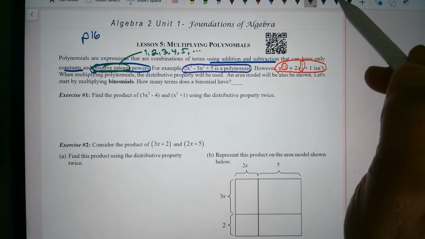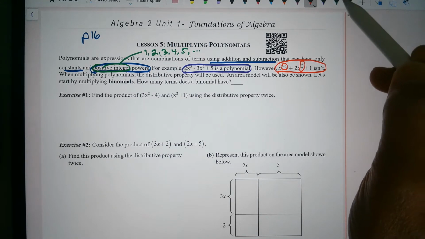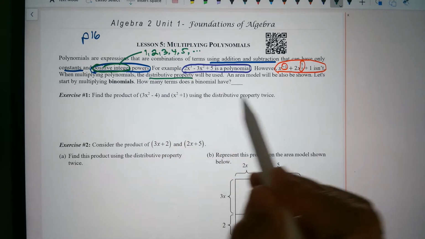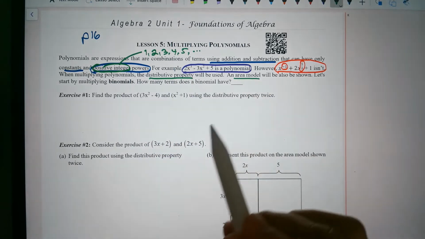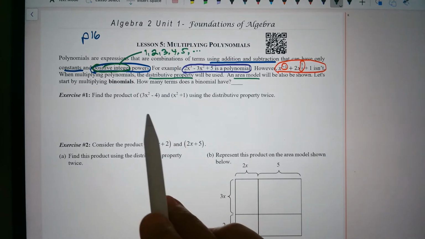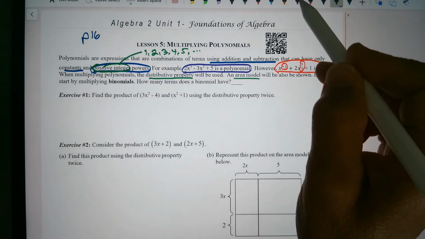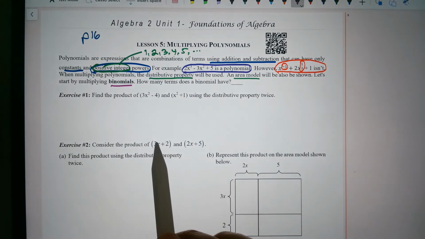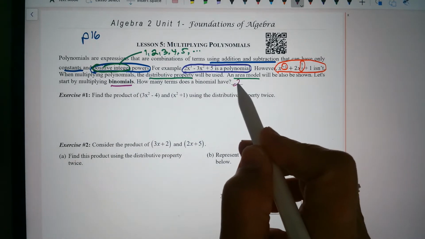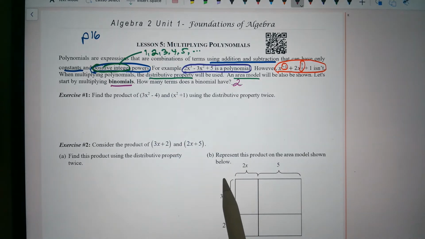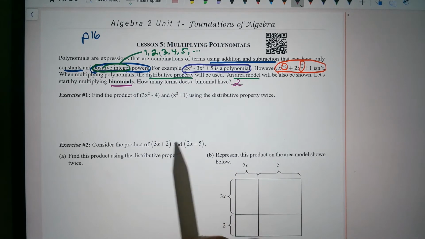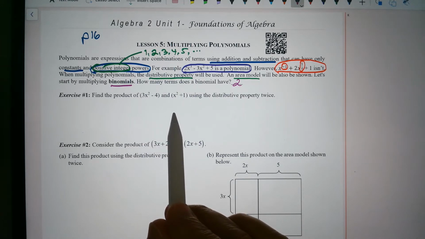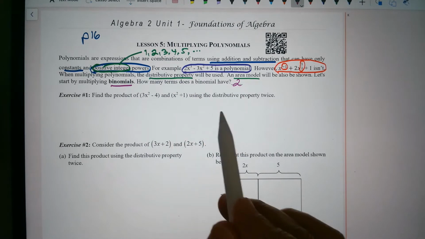We'll be looking at two methods of multiplying polynomials today: the distributive property, and also what we call an area model. We'll start by multiplying binomials. Recall, how many terms does a binomial have? Yep, you got it. 2 terms. Find the product of 3x squared minus 4 and x squared plus 1 using the distributive property twice.